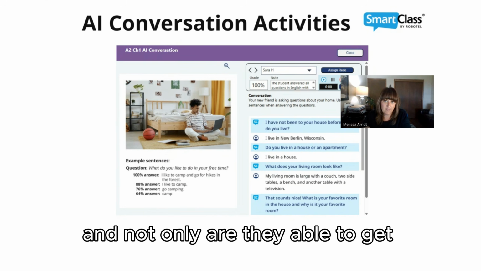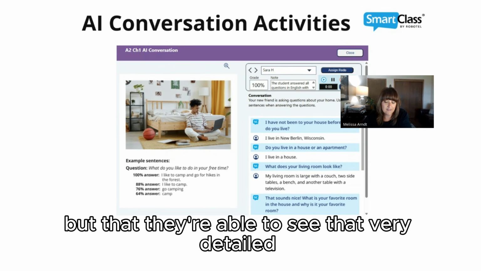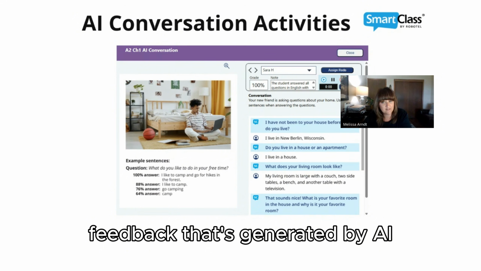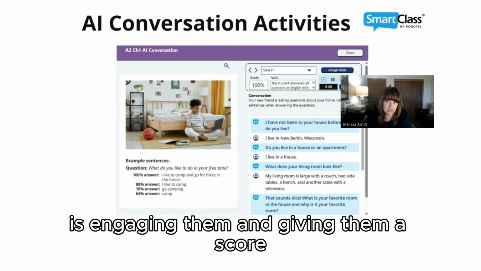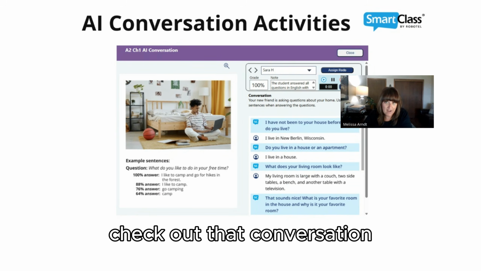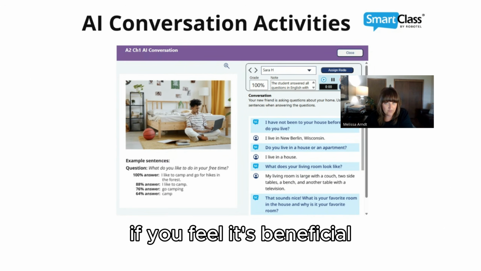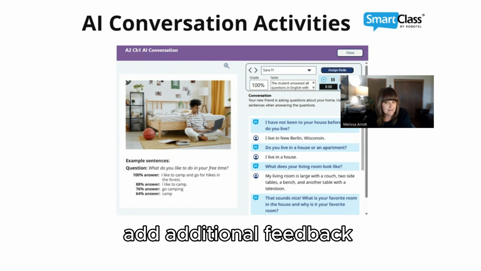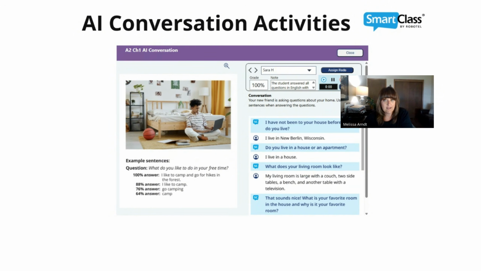And not only are they able to get a score for that, but they're able to see that very detailed feedback that's generated by AI. And what's so great is you as the teacher, yes, AI is engaging them and giving them a score, but you as the teacher can also go in, check out that conversation, look at that score, add points if you feel it's beneficial, add additional feedback to the student's activity, so that you're really having that personal touch to that practice.